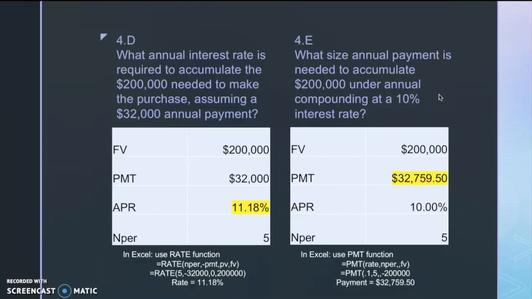For Part E, what size annual payment is needed to accumulate $200,000 under annual compounding at a 10% interest rate? So this time we're looking for annual payments, so we are going to use Excel's payment function. We can plug our numbers in there, and it tells us that to accumulate that $200,000 at a compounding 10% interest rate, then our payments need to be $32,759.50.